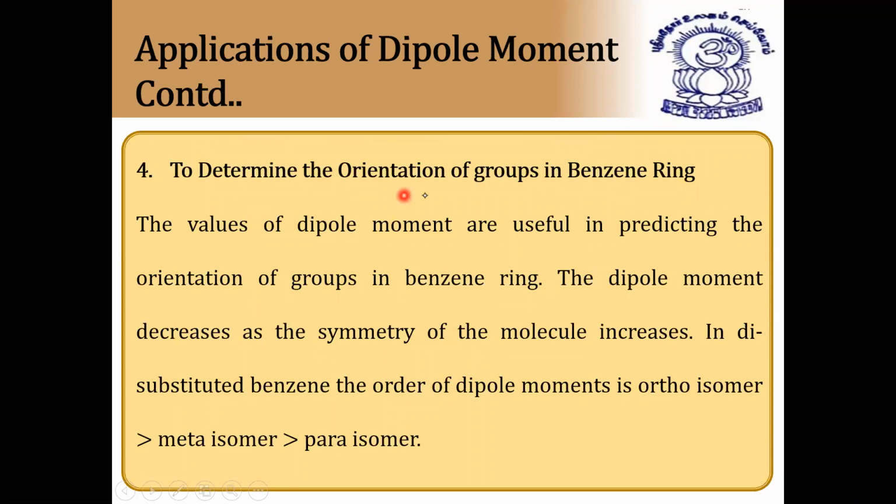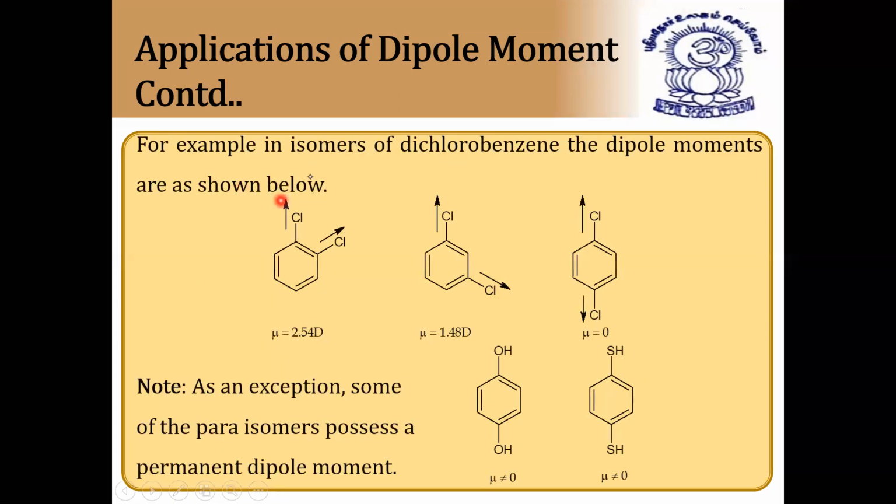Next, to determine the orientation of groups in the benzene ring, very important. The third and fourth points are most important for dipole moment. For cis and trans isomers, the one with more dipole moment is cis. And to determine the orientation of groups in the benzene ring, the values of dipole moment are useful in predicting the orientation of groups. In the benzene ring, we have three types: ortho isomer, meta isomer, and para isomer. Out of these, let us see which has more dipole moment.